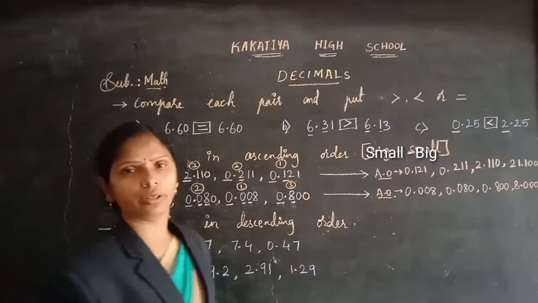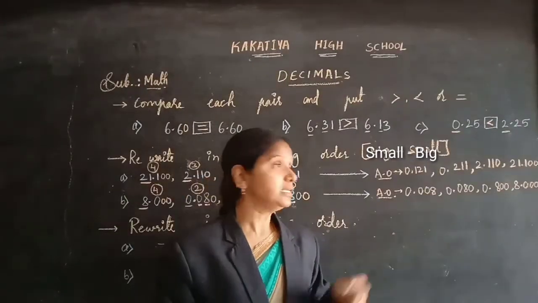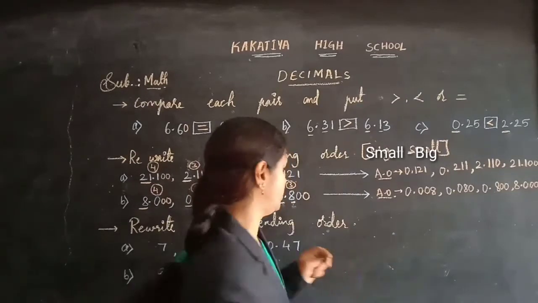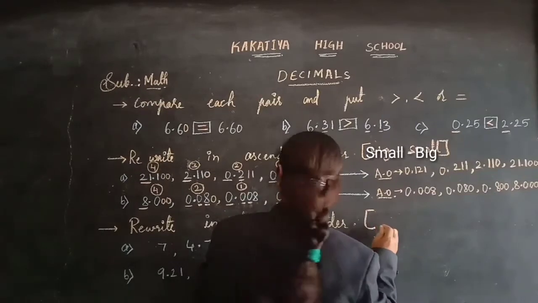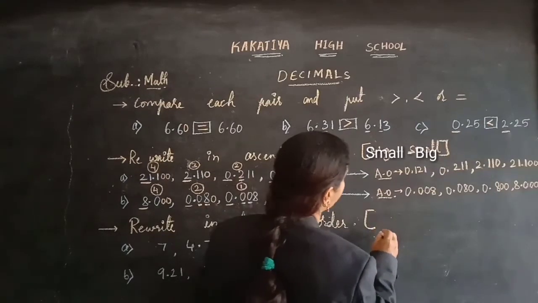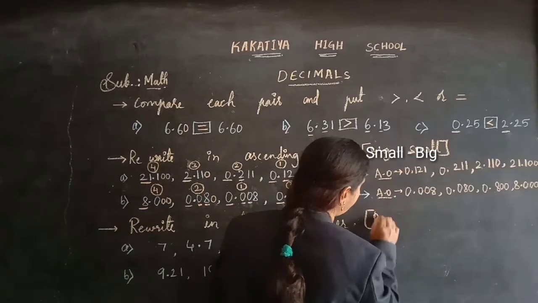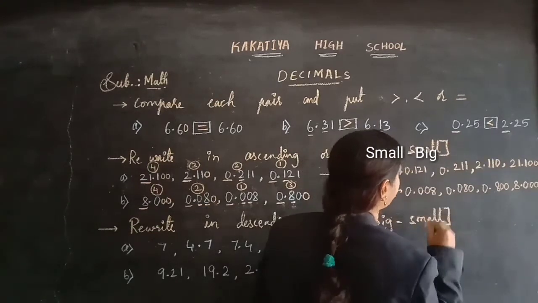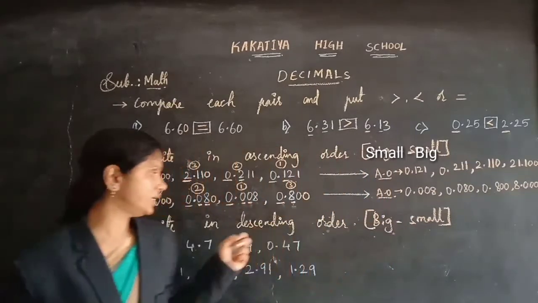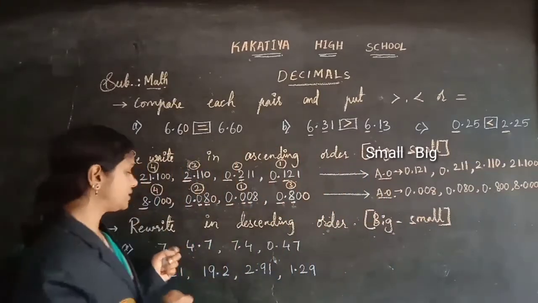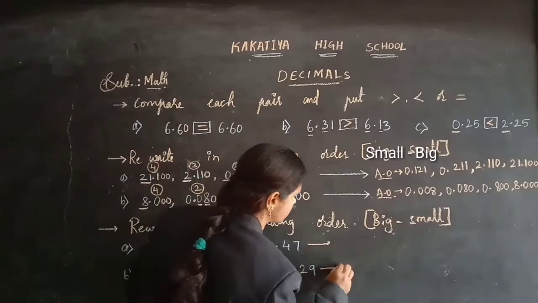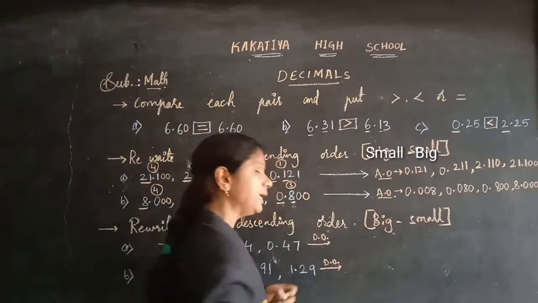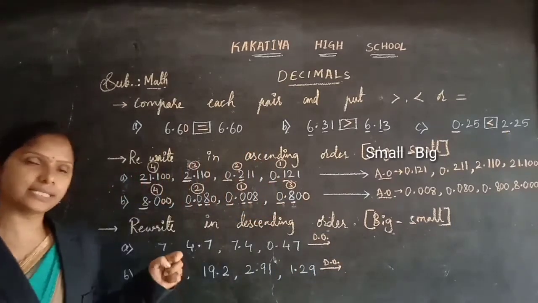Now rewrite in descending order. We need to write in descending order. The same steps we need to follow, children, but we require the bigger number first. Why? Because the given one is descending order, meaning big to small. We require here big to small, descending order means. So here let's write the descending order for this. Same steps you need to follow, children, to write the descending order.